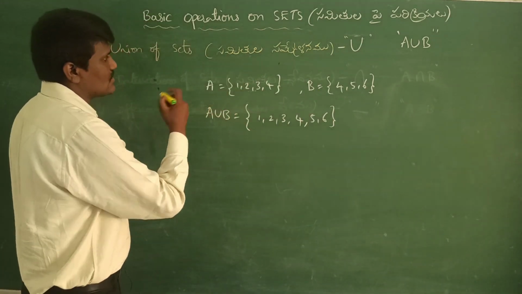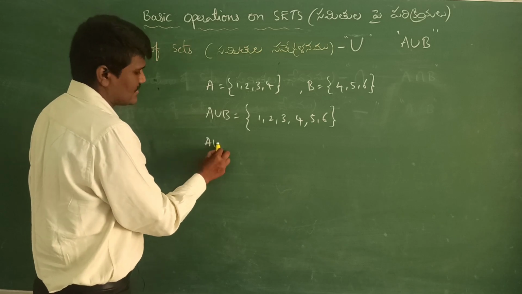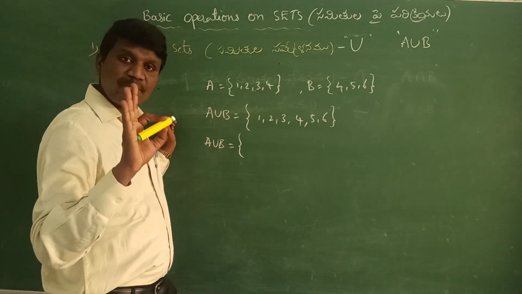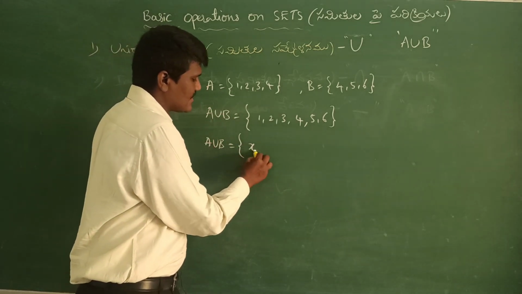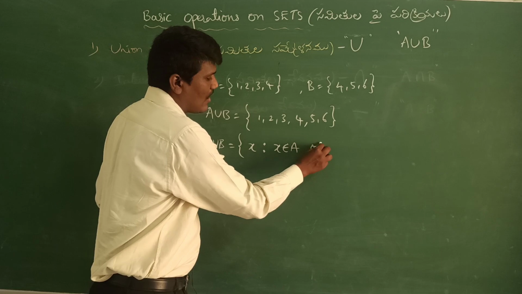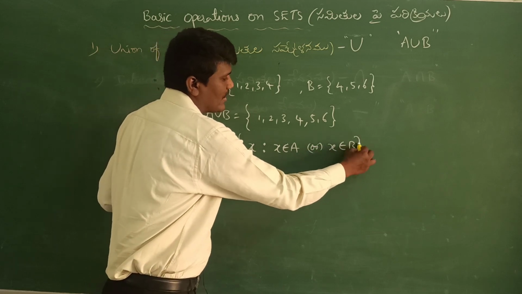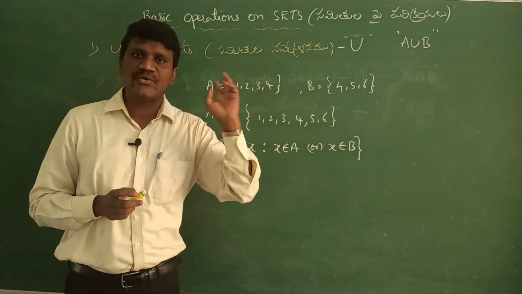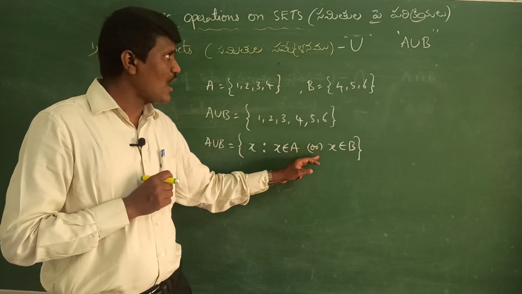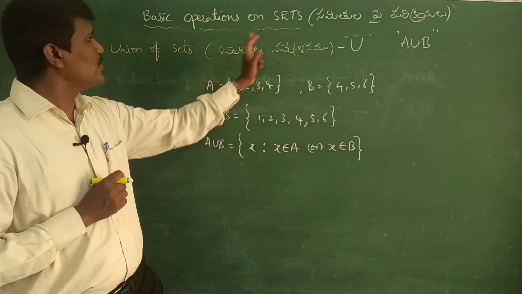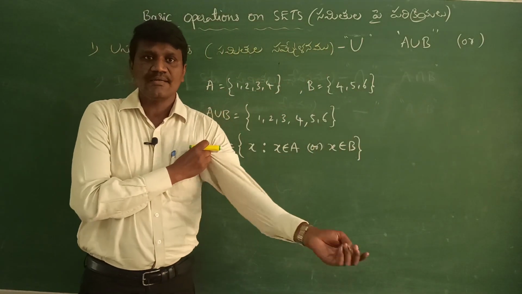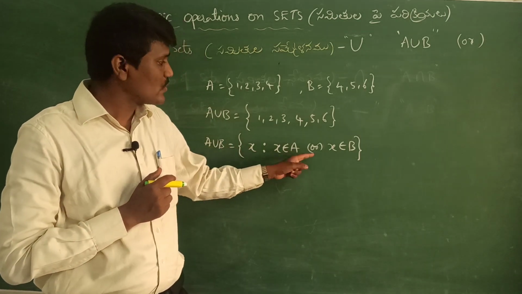Symbolically, this is the important one, sometimes they may ask the set builder form of union of sets. The set builder form of union of sets is x such that x belongs to A or x belongs to B. So this is the set builder form of the union of two sets. A union B is equal to x such that x belongs to A or x belongs to B. So for union we can write it as OR.